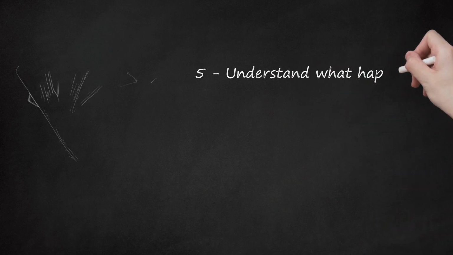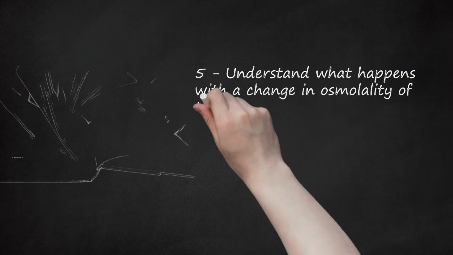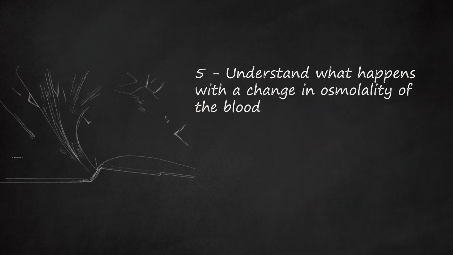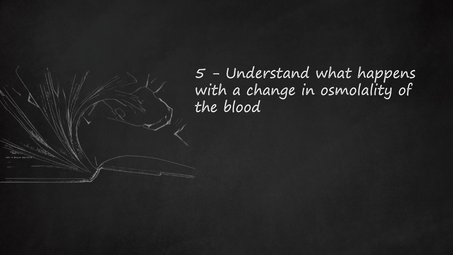5. Understand what happens with a change in osmolality of the blood. An elevated level of osmolality of the blood causes an increase in the secretion of both of these two hormones into the blood. Also, low blood volume in the arteries causes an increase in the secretion of both of these two hormones into the blood circulation. The reverse is also true. High blood volume in the arteries causes diminished secretion of both of these hormones. Also, a decrease in the blood osmolality causes a decrease in the secretion of both of these hormones.